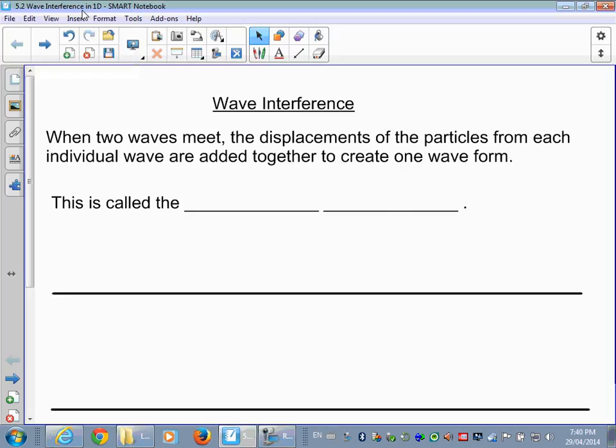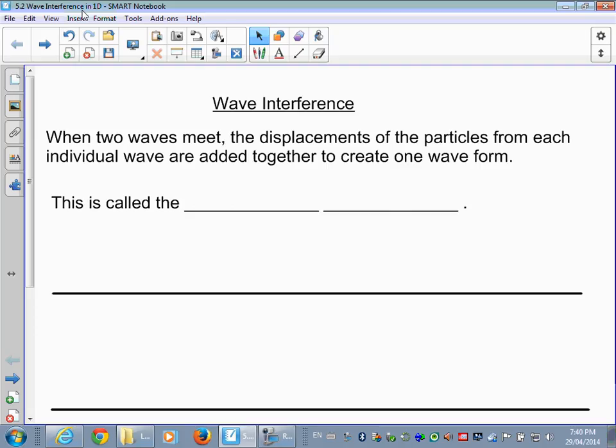So interference is when two different aspects, two different objects, or two different phenomena come together and cause a different effect. They have an effect on one another. That's what interference is. And so when we look at wave interference, we're looking at how one wave will affect other waves.